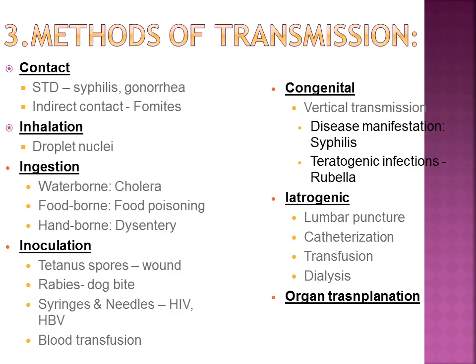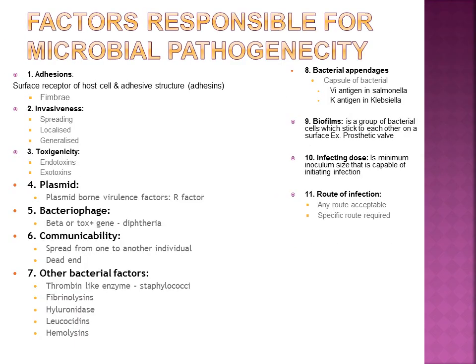Methods of transmission: contact, like sexually transmitted diseases such as syphilis and gonorrhea. Indirect contact can be fomites, inhalation, droplet nuclei, ingestion, waterborne like cholera, foodborne like food poisoning, handborne like dysentery, inoculation like tetanus, rabies, syringes and needles causing HIV, hepatitis B, hepatitis C because of blood transfusion. Then congenital, which can be vertical transmission, syphilis, rubella, or iatrogenic because of lumbar puncture, catheterization, transfusion, dialysis, or organ transplantation.